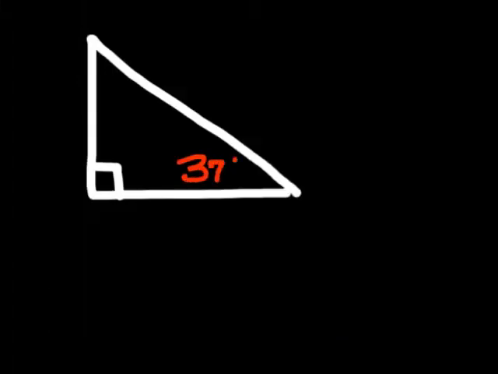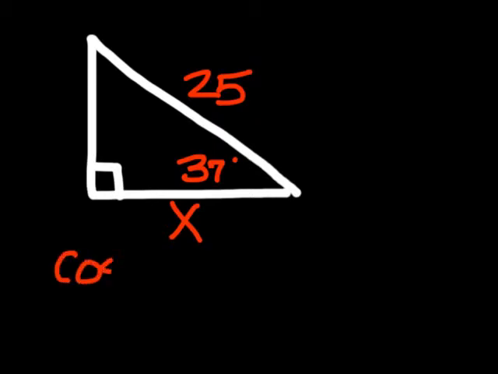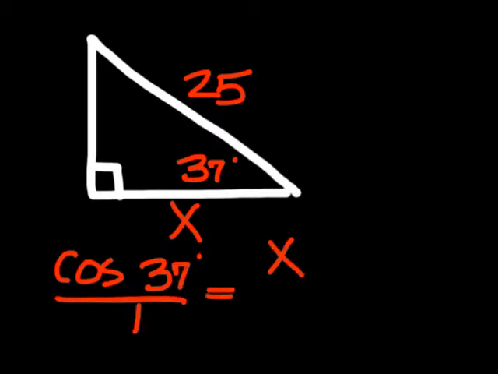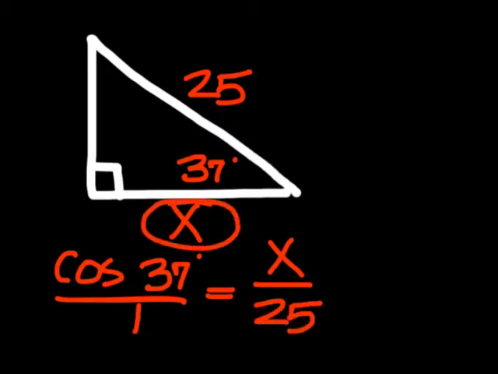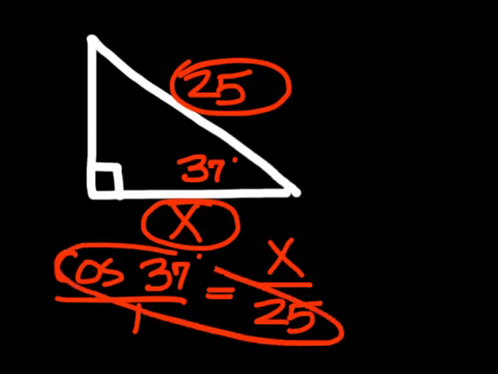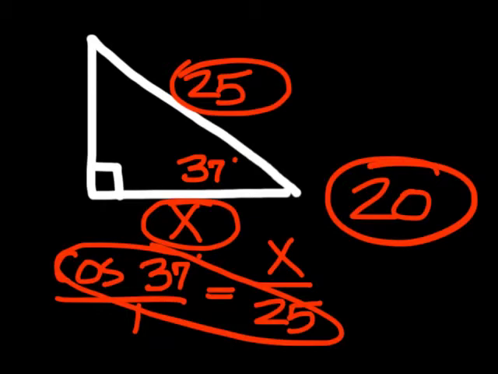Example number 3. In this case, I know 37 degrees. I don't know this, but I do know 25 for the hypotenuse. What function will this be? It'll be cosine. Cosine 37 degrees over 1 equals adjacent x over hypotenuse 25. Now when you don't know the leg, but you do know the hypotenuse, that's simply cross multiplying and getting an answer. So do cosine 37 and then multiply by 25. If you round to the tenths place, you should come out with an answer of 20 even.